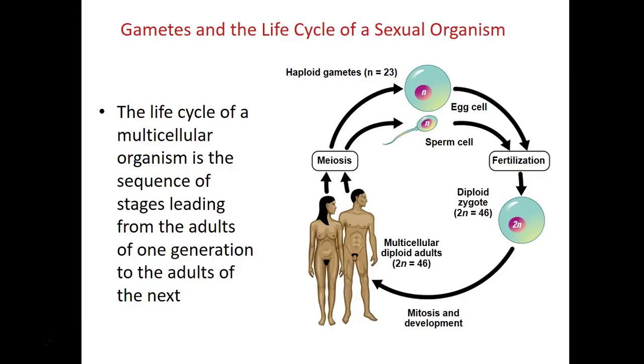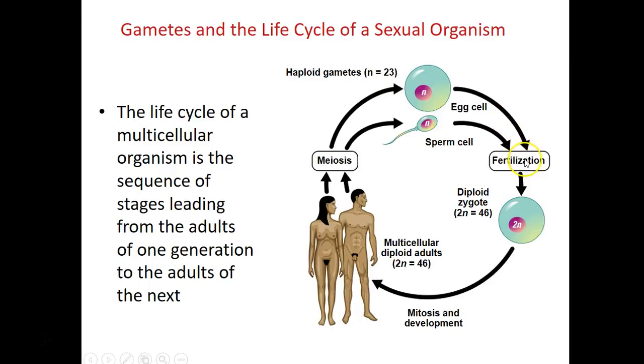So gametes are very important in the life cycle of sexual organisms like humans. The egg cell and the sperm cell contain only one copy of the genome. They're called haploid. So they have 23 chromosomes within them.